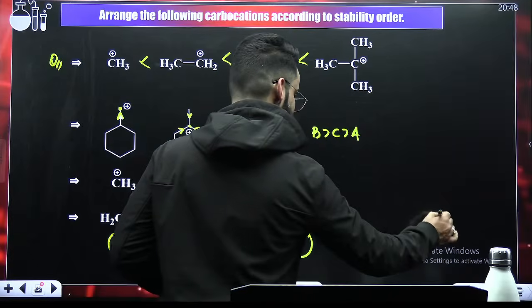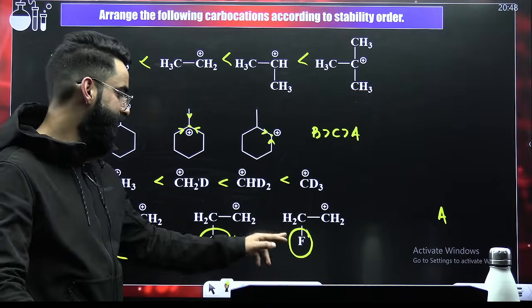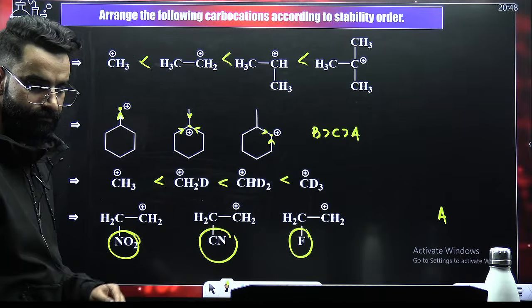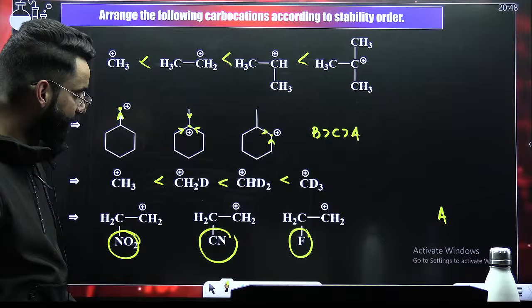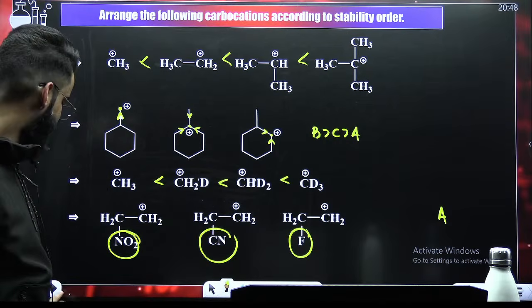So A will be least stable. Right? Can you tell me, among these two, quickly, B or C, which one is maximum stable?